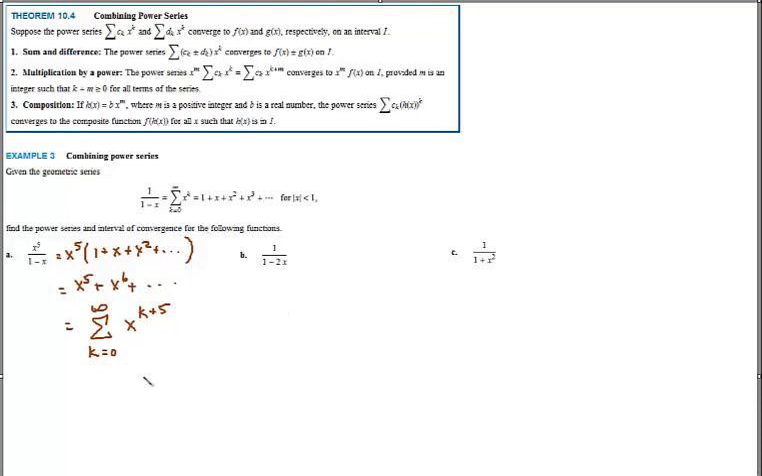Now, if I'm going to look at this one, I'm supposed to find the power series. There's the power series. And then they want the interval of convergence. This has a ratio, my r in this case, equals x. Now I need the absolute value of that x to be less than 1. So this means that my interval of convergence is the absolute value of x less than 1, or you could say it's from -1 to +1.